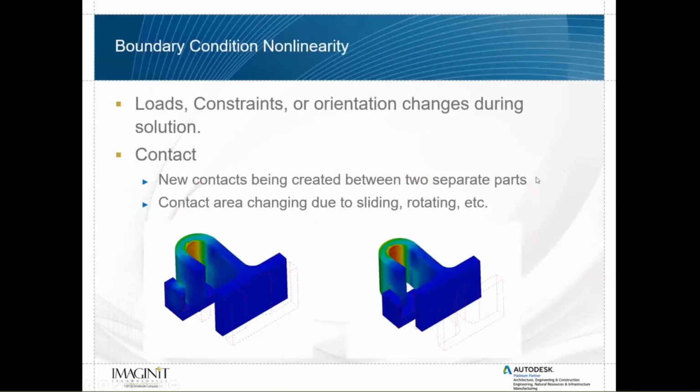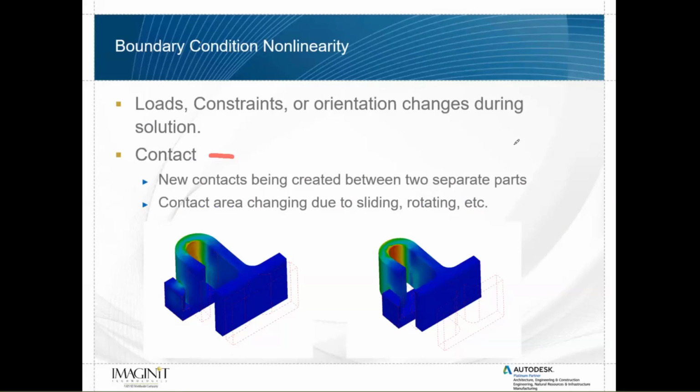And the last type of nonlinear condition is going to be your boundary condition nonlinearity. This is where your loads, constraints, or the orientation of your loads change during your solution. So you're going to be having enough sliding or rotation that the load path changes. You also might be getting nonlinear contact, which means new contacts are being created. So you're getting parts that are pivoting and sliding and bumping into one another throughout the analysis. And that changes at every single increment.